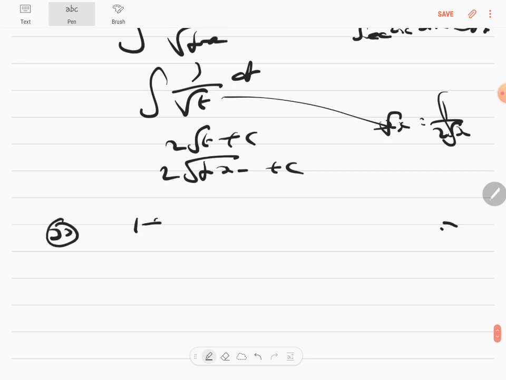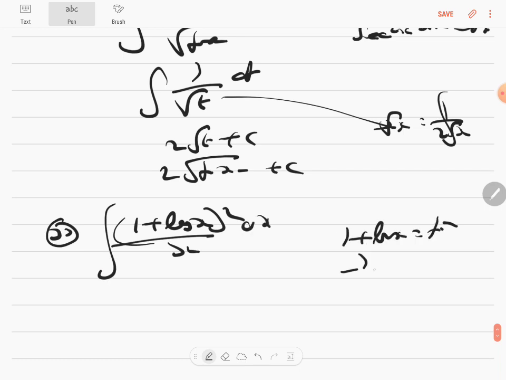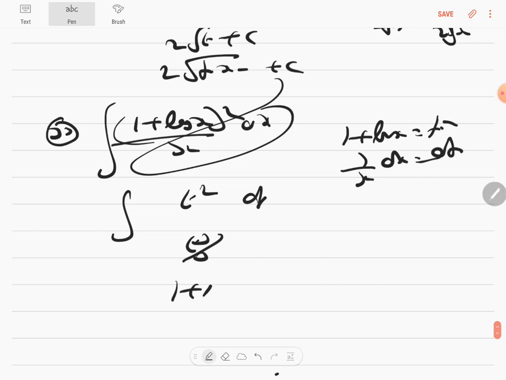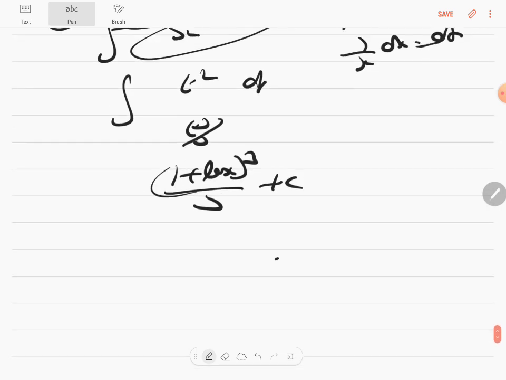35th question. 1 plus log x the whole square by x. Integration. 1 plus log x itself as t. 1 by x into dx will become dt. So this itself is dt and it's t square, which is becoming t cube by 3, which is 1 plus log x the whole cube by 3 plus c. Let's go to next sum.